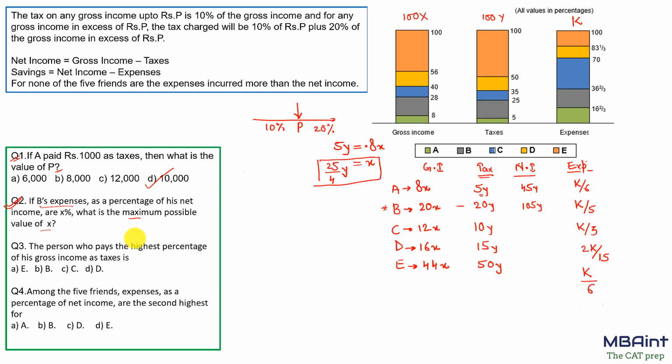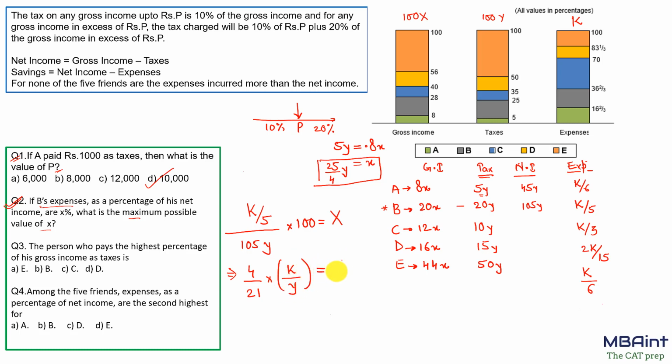So according to the question, we need to find K by 5 upon 105Y into 100. That gives X. But we have been already using X, so let's make it as capital X. So we need to maximize this. Now in order to maximize, let's simplify it a little further. 5, 20 and then 100, and 4 by 21. This would be K by Y.